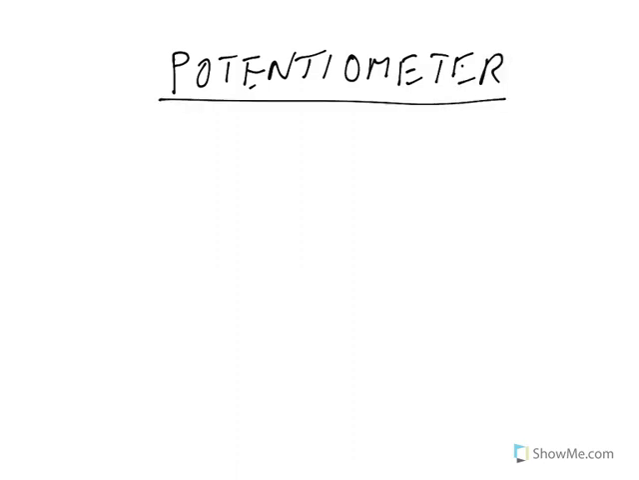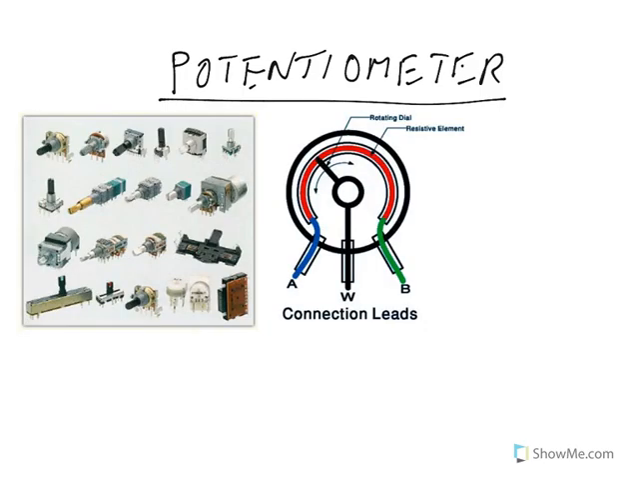So here's in your notes, there's a diagram, so let's have a look at that. Alright, so here's our potentiometer. On the left there, there's all different shapes and sizes of these things. Then on the right, there's kind of a bit of a schematic about what they are. So A and W are our key things. The red bit there, as it says, is a resistive element, and this W one in the middle is connected to the rotating dial.